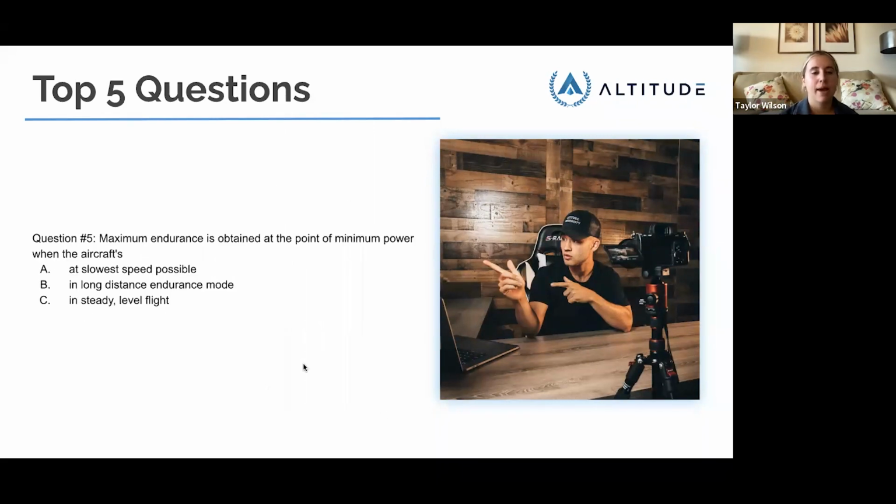All right, maximum endurance is obtained, we didn't really talk about this too much, at the point of minimum power when the aircraft's either A, at slowest speed possible, B, in long distance endurance mode, or C, in steady level flight. If you guys have already taken our course, you might have seen this question already. Our answer is C. So the maximum endurance is obtained at the point of minimum power when we are in steady level flight.